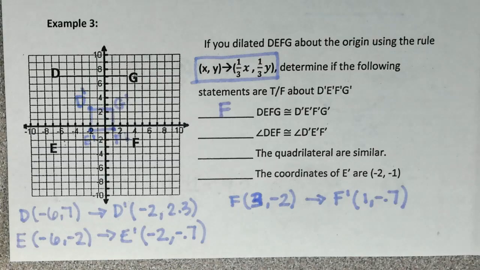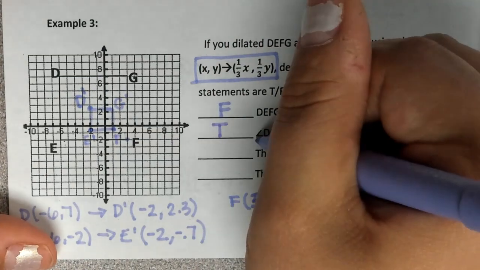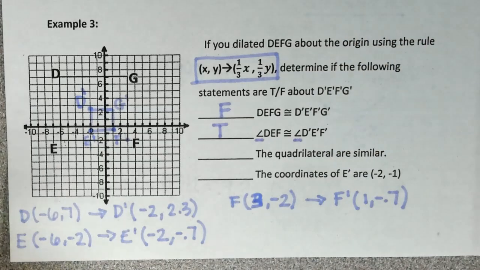Heads up, off your desk, write it down. Is angle DEF congruent to angle D prime, E prime, F prime? Why, yes, this time. Because we're talking about the angles, not the shape, but the angles are the same.